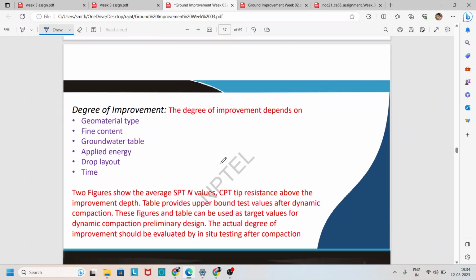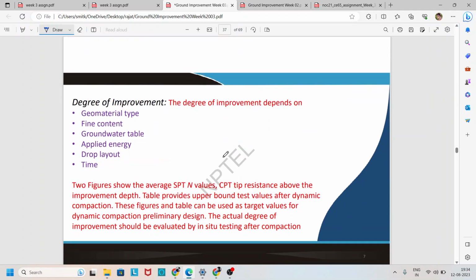In the next step, we discuss the degree of improvement. What are the influencing factors for improvement in deep dynamic compaction? First one is geotechnical type. Deep dynamic compaction depends upon the different types of soil. It is best suited for granular soil, that is cohesionless soil, and it also depends on the fine content. If the fine content is less than 15%, this method is best suited. So it is also dependent on the fine contents.